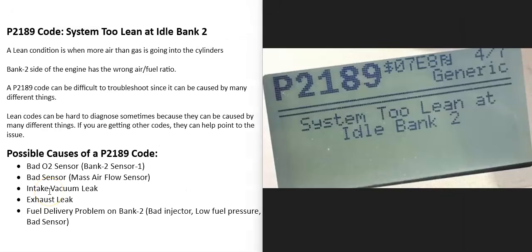So today I'm talking about a P2189 code, what it is and how you can go about fixing it. And so what is a P2189 code? Well, it's a system too lean at idle bank 2. And so what does this mean?